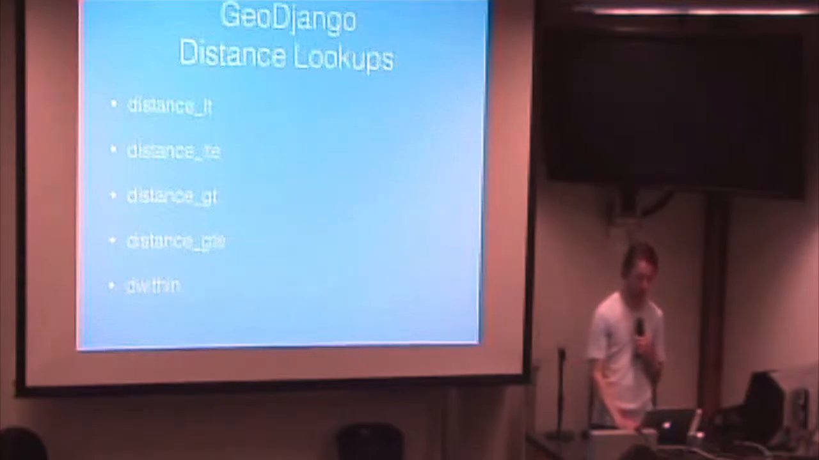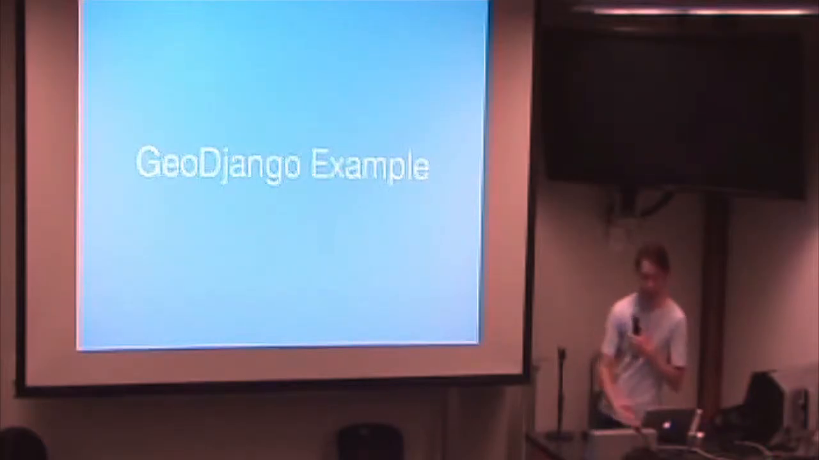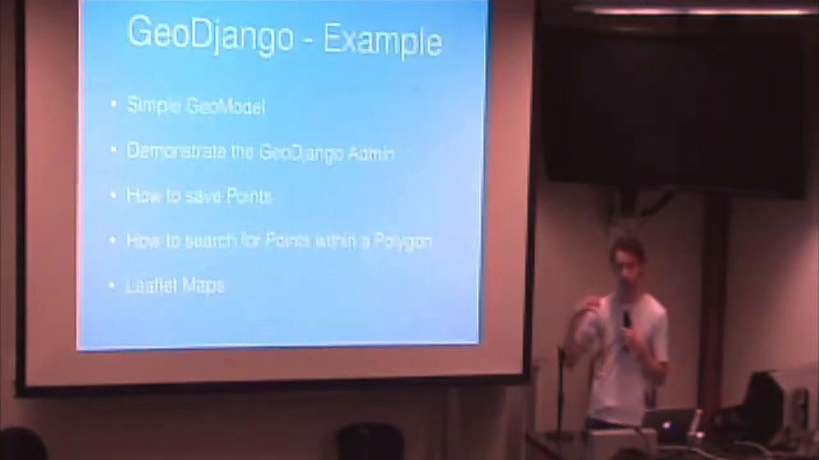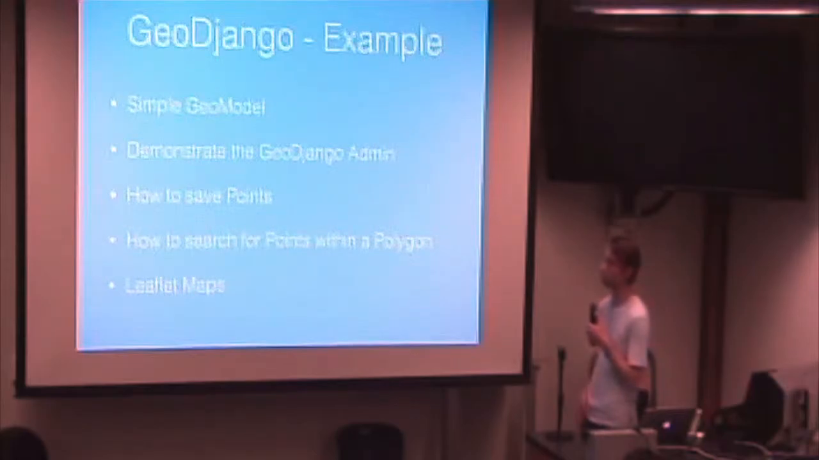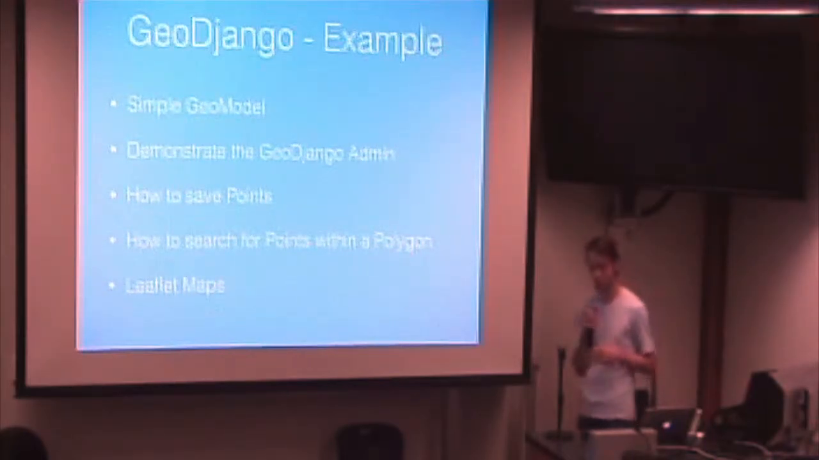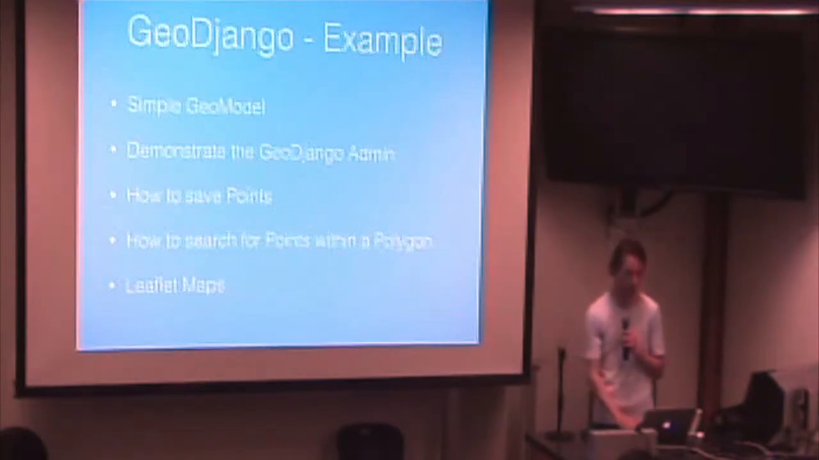So these are your distance lookups functionalities. I would like to show you two simple projects where I use the functionality, just to show you that it isn't rocket science, and it's very easy to get started on these projects. The first project I want to show you is a simple geomodel, and I would like to demonstrate the additional functionality for the admin in Django, which is already a nice tool, but if you connect it with the geodata, it adds a lot of functionality.